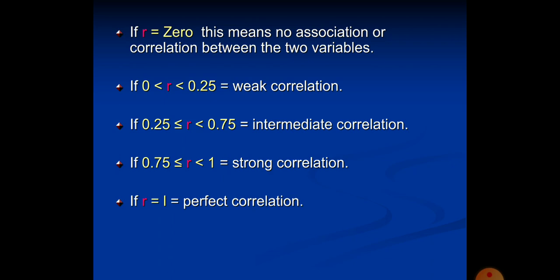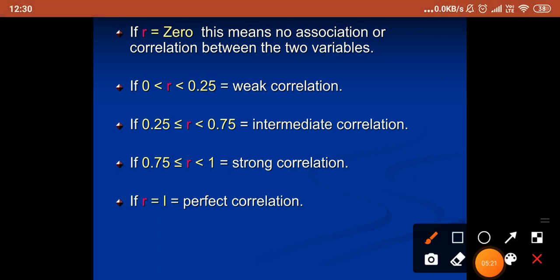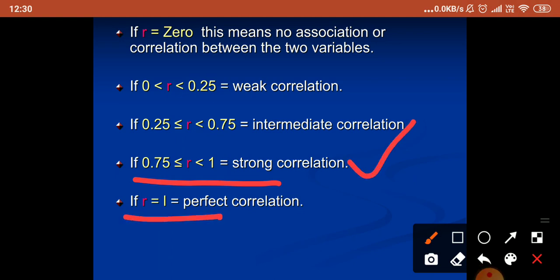And when it is more than 0.25 or less than 0.75, it is intermediate. You can say it's not very strong, not very weak, it is intermediate correlation. For the third case, if this value of r is more than 0.75 and less than 1, that means it is a strong correlation, and if it becomes 1, that is a perfect correlation. So these are the positive values that r can have, according to which we can say whether these are weak, intermediate, strong or perfect correlation.